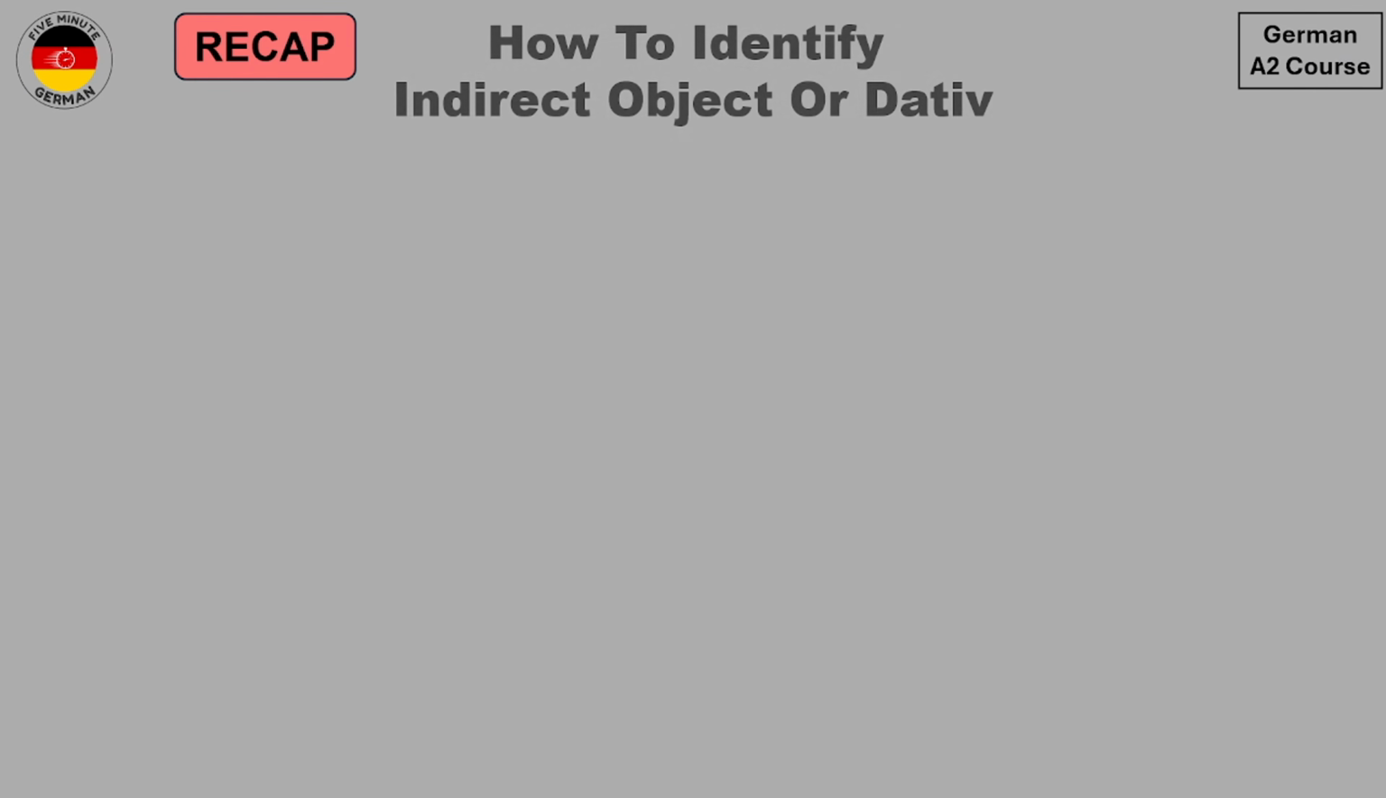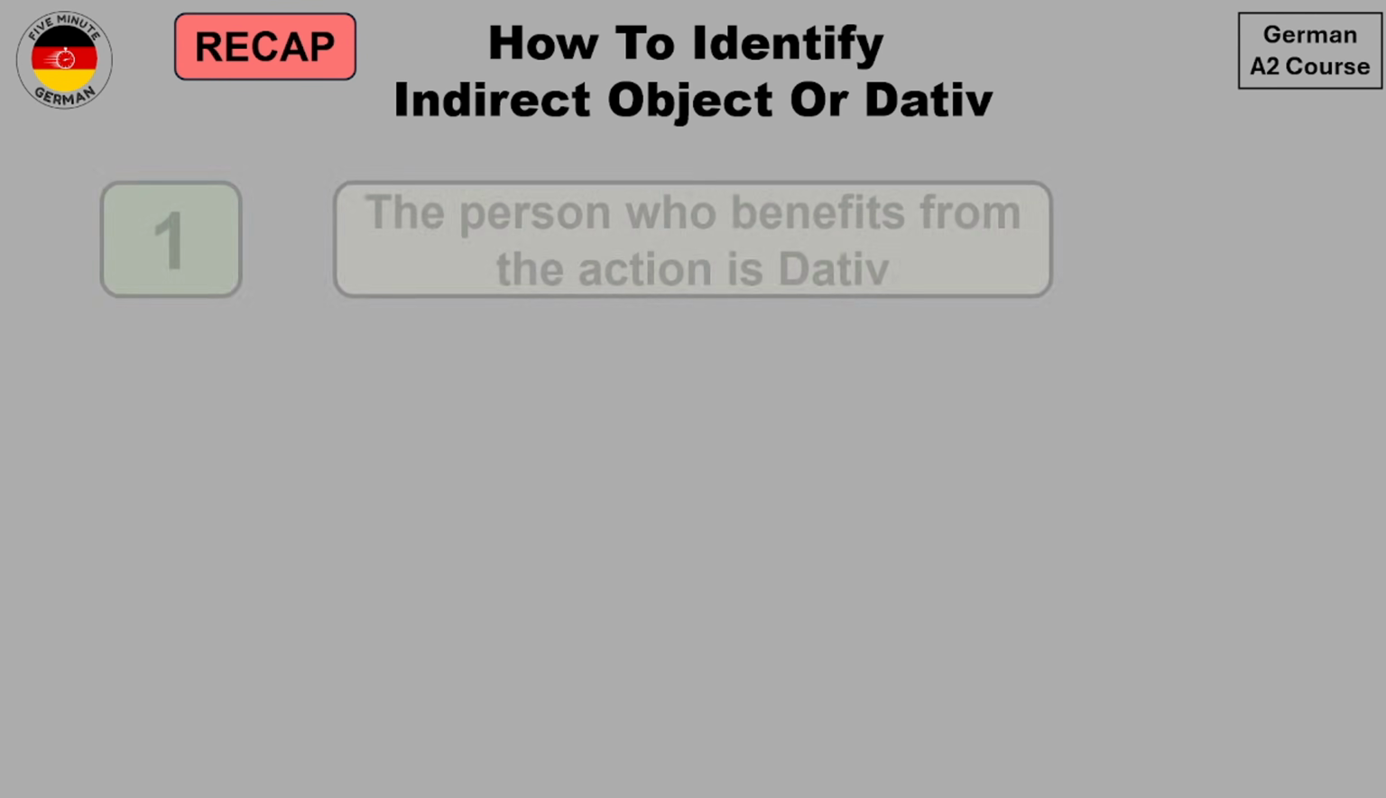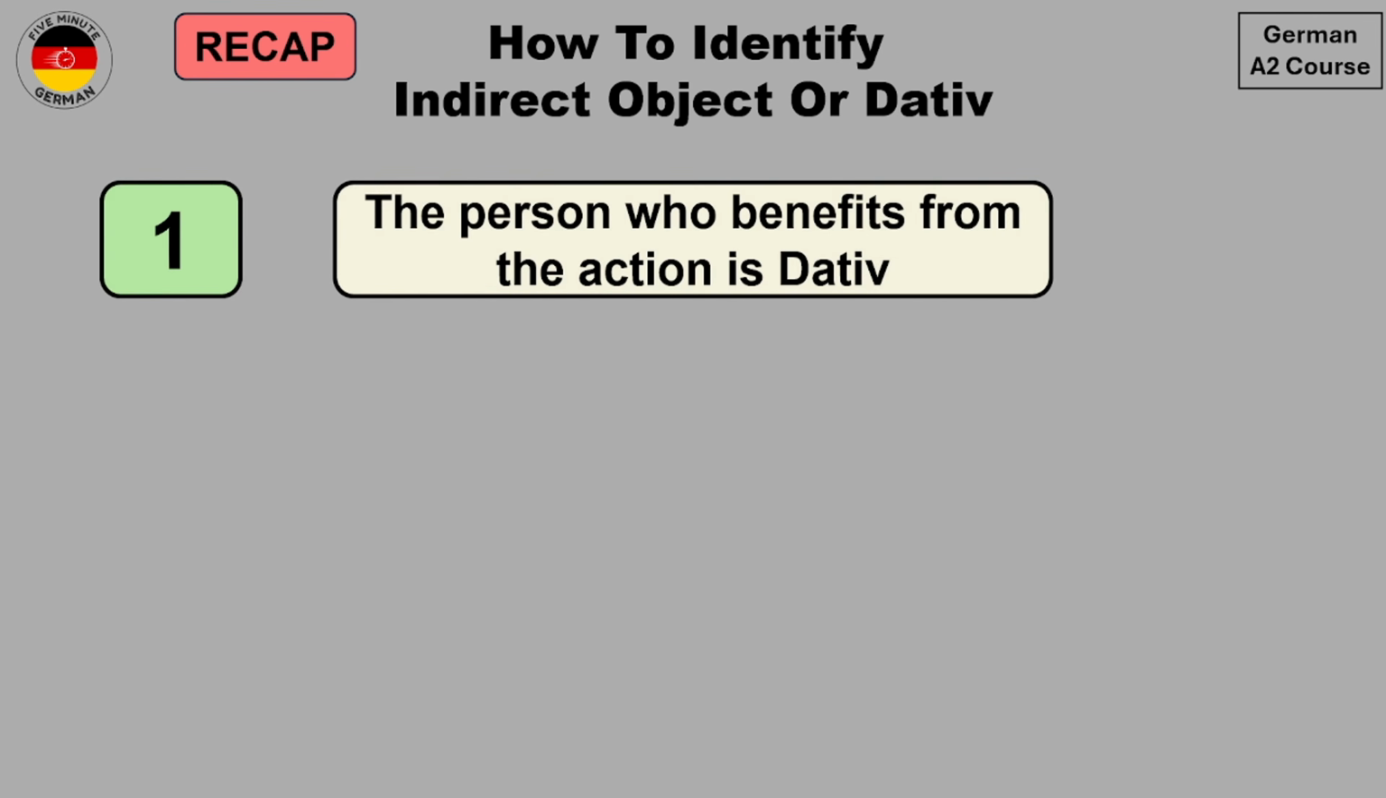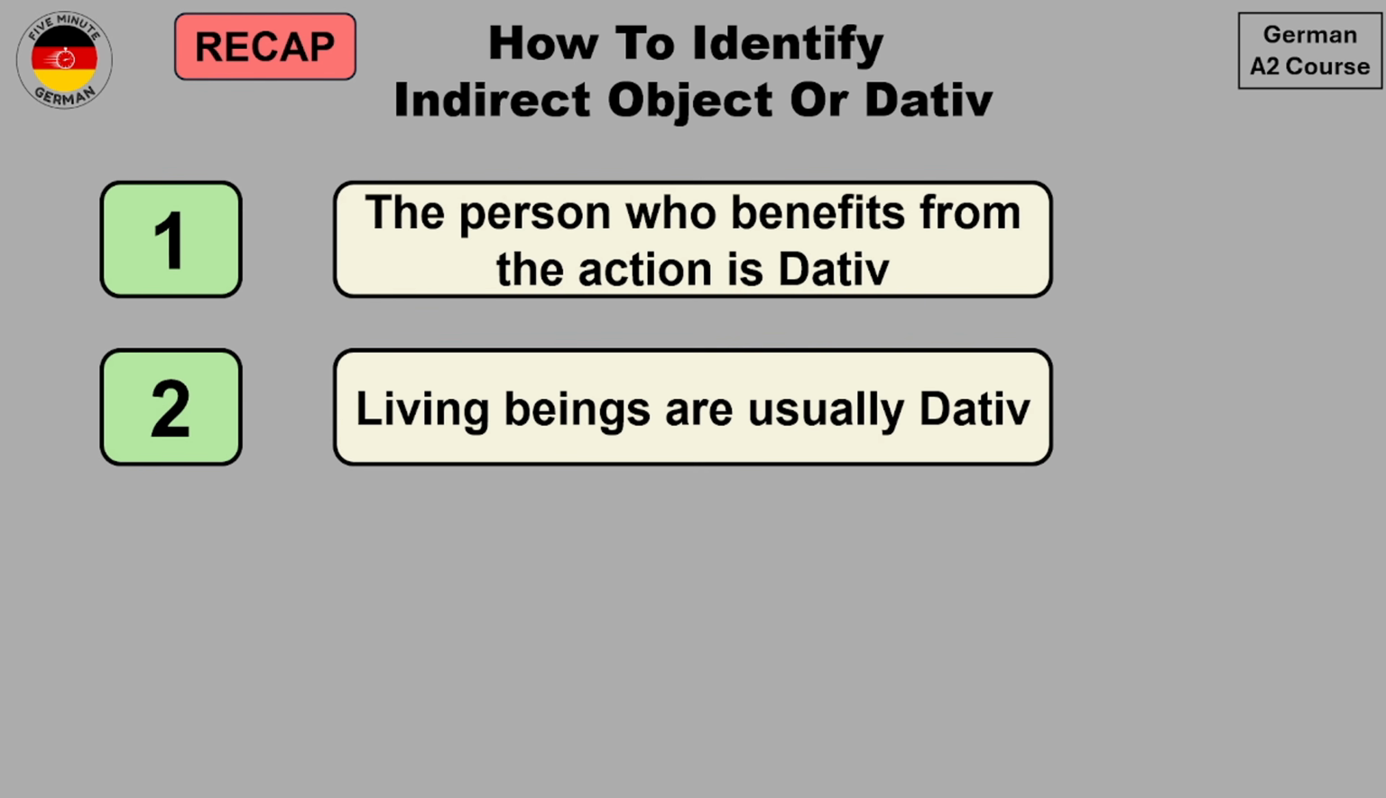Now let me give you some tips on how to identify the indirect object or dative. The first tip is the one that we already saw, and that is the person who benefits from the action is dative. The second tip is that living beings are usually dative. So normally persons are dative. It is possible that a non-living thing can be dative, but it is not very common.